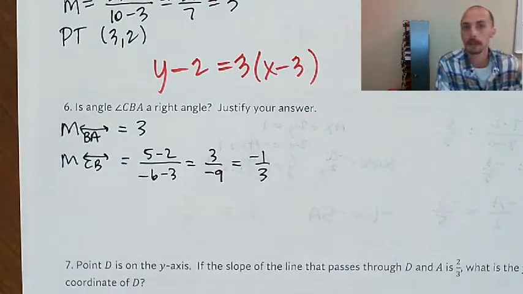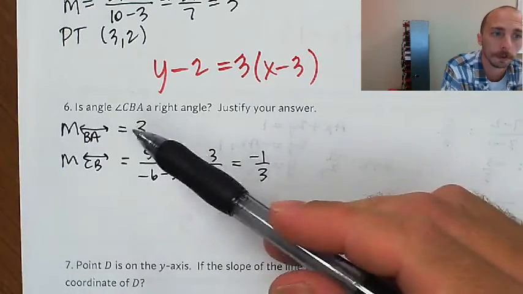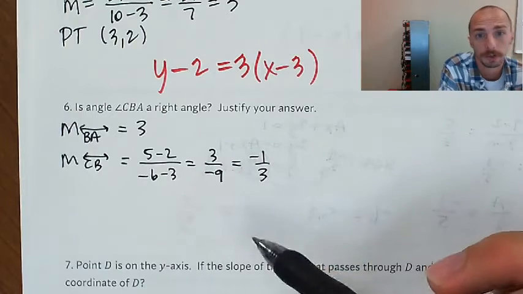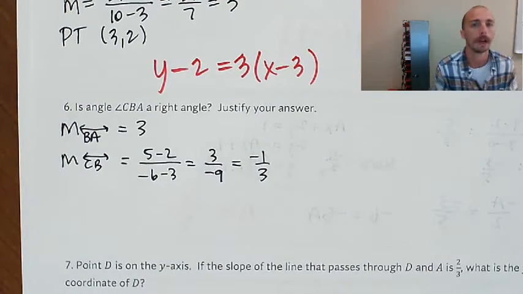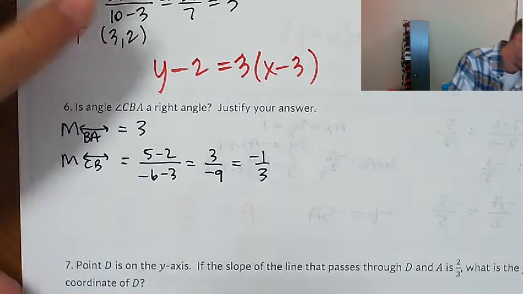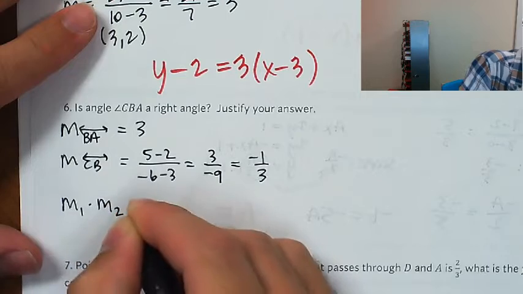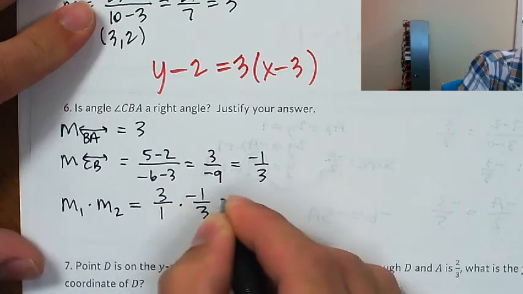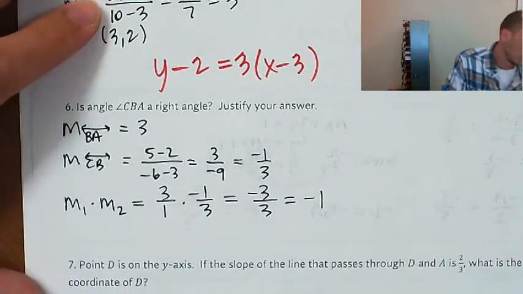Okay, these are perpendicular slopes, but I can't just say this slope is this, that slope is that. That's not justifying our answer. That's halfway justifying our answer. But what causes something to be perpendicular? In my class, we said the definition of perpendicular was the product of the slopes is -1. So I'm just going to multiply slope 1 times slope 2. That's going to be 3 over 1 times -1 over 3, which is -3 over 3, which is -1.